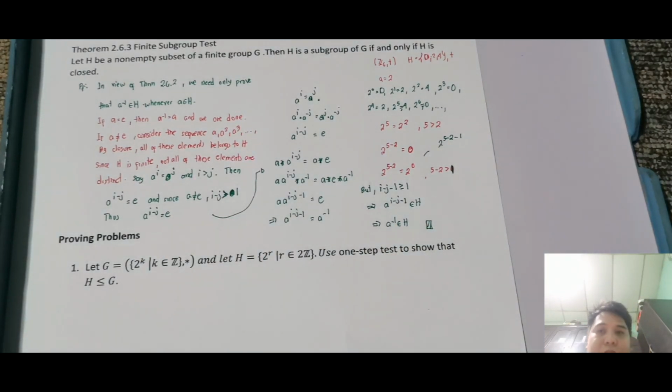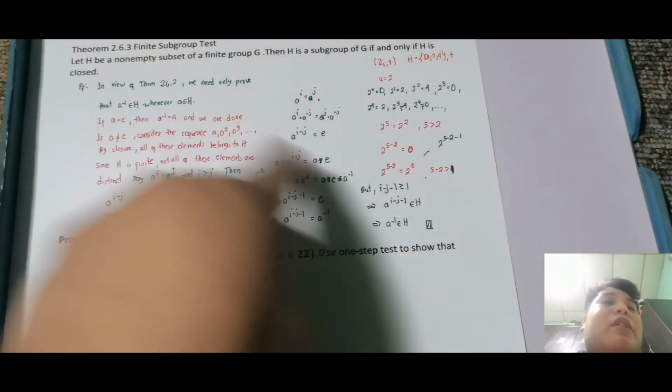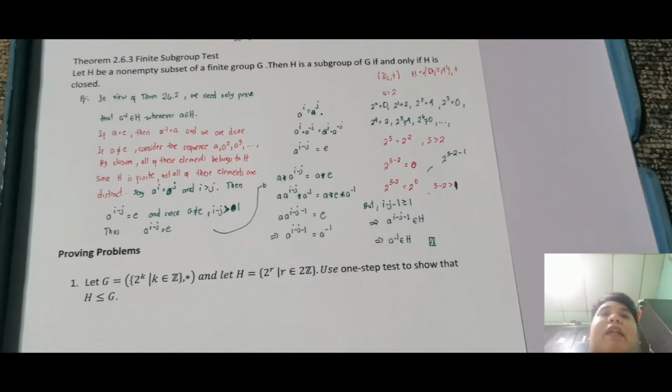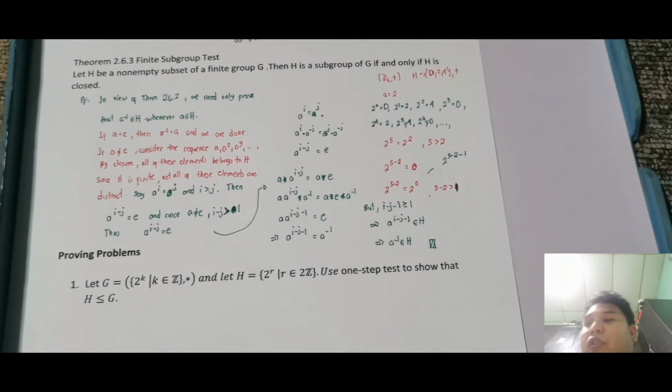So, ang ginawa ko, ginamit ko yung mga sequence na number para mapalabas ko na a inverse is an element of H. And we are done. So, therefore, the finite subgroup test is done. So, ganun yung proving niya dito.